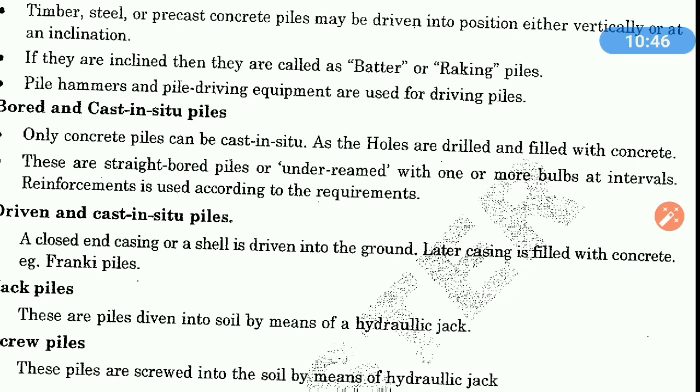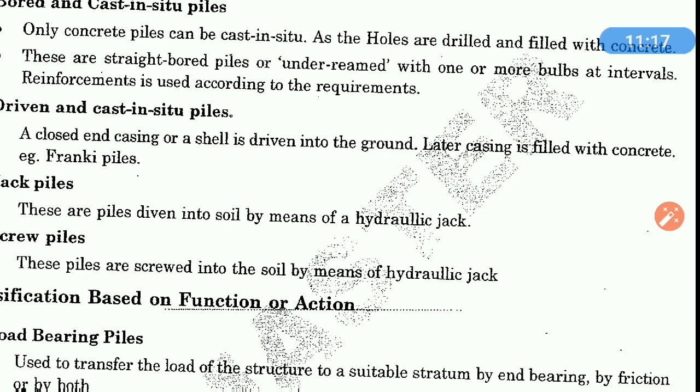And driven and cast in situ pile. A closed end casing or shell is driven into the ground. Later the casing is filled with concrete. For example, Franki piles. Jacked piles: these are piles driven into soil by means of hydraulic jack. Gradually increased pressure is applied on the pile by means of hydraulic jack, and then the pile gets pushed into the soil through the action of pressure.